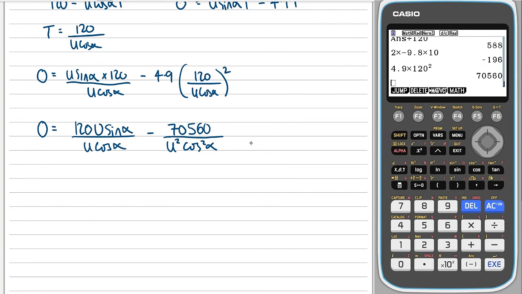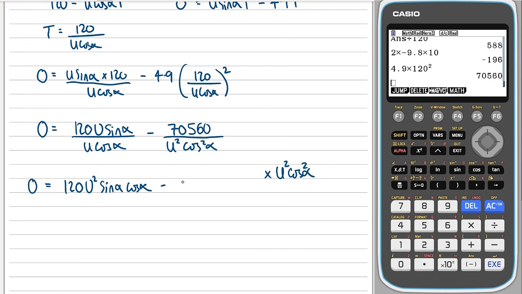Okay, my next step then is to multiply both sides through by u squared cos squared alpha. That's going to be easier. So I'm still going to have 0, because multiplying anything by 0 gives you 0. And one of the u cos alphas will cancel, so there'll be another one on top. So I'm going to get a u squared on top, a sine alpha and a cos alpha.